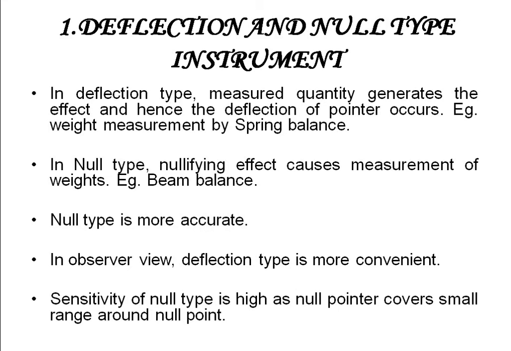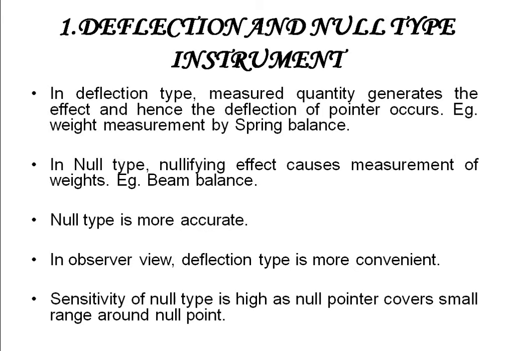So, deflection and null type instruments. This we have seen many times even in school life, and we have also done experiments with it. Let us look into it in detail. In deflection type, the measured quantity generates the effect, and hence the deflection of the pointer occurs. Example, like a weight measurement by a spring balance. To be more simple, we have done this spring balance experiment in school itself.